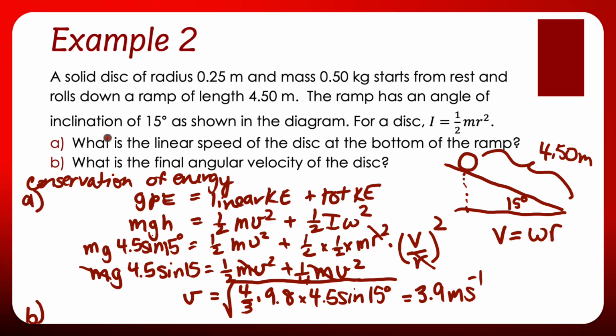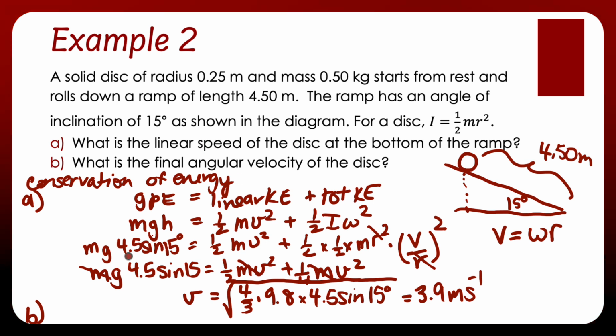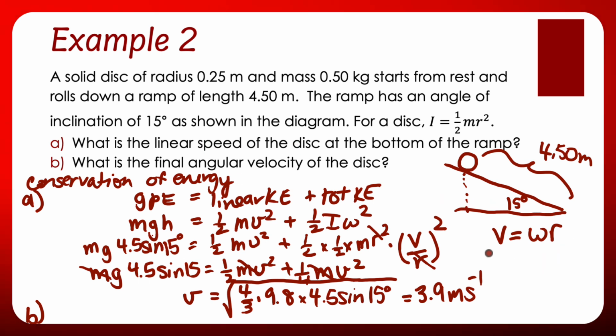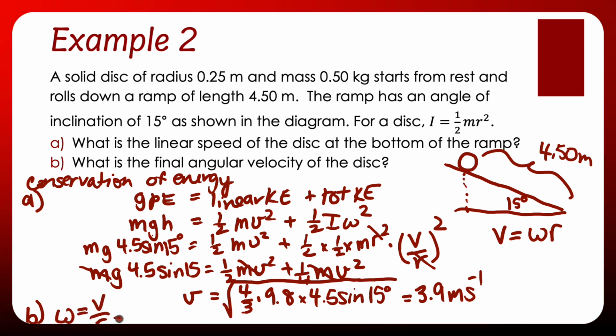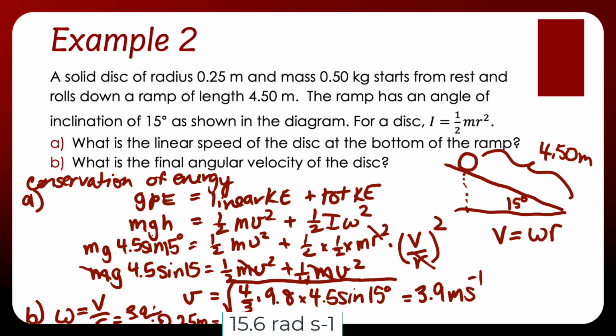Now for the last part, what's the final angular velocity? I'm just going to use this equation again right here. My angular velocity will be v over the radius, 3.9 divided by my radius, 0.25 meters, giving me 15.6 radians per second.